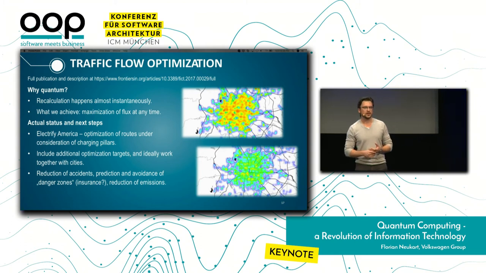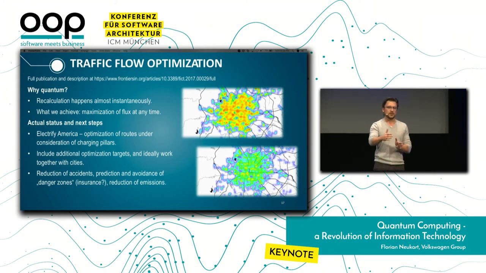We made the assumption that we can segment roads, and we take a time slice, let's say 3 minutes, 4 minutes, and we count the number of vehicles per time slice on a road segment.